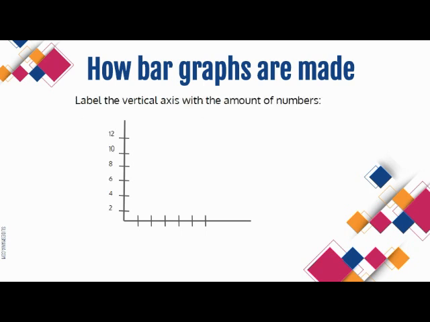The next step is to label the vertical axis with the amount of numbers. In this case, we are managing little information. We had about 20 answers, so the bars will not be taller than 12. As this is the maximum number that we are going to use, I divided the bar graph into these numbers, in this case counting by twos. So we have 2, 4, 6, 8, 10, and 12. I also traced the lines to create the bars.